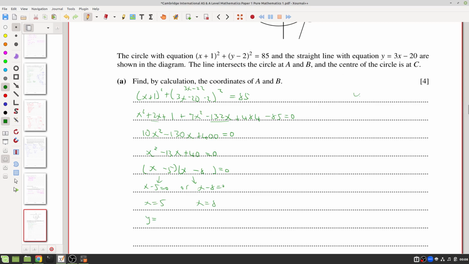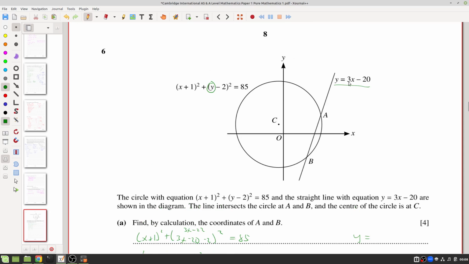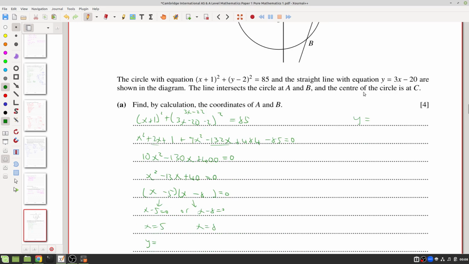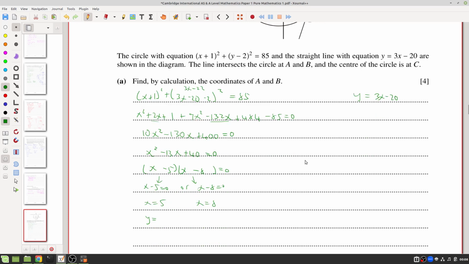Okay, then we have to find the y values. So now we can just plug that back into our equation. You can use either one of these equations to solve for y. I'm going to take the straight line, it looks simpler. y equals 3x minus 20. So if we substitute the 5 in, we get y equals 3 times 5 minus 20, which gives us 15 minus 20 is negative 5. And the other point, if we substitute 8 in, y equals 3 times 8 minus 20, that gives us 24 minus 20 is 4.